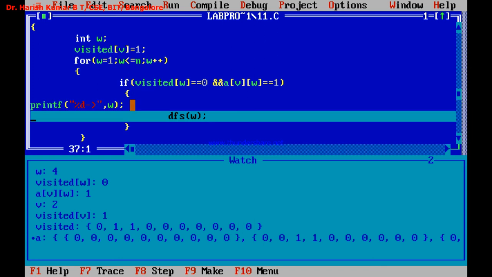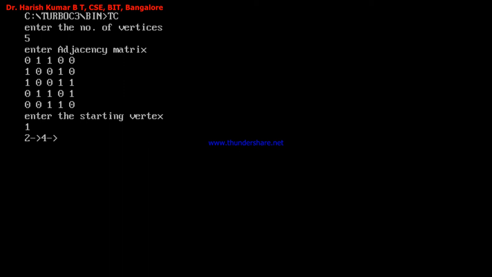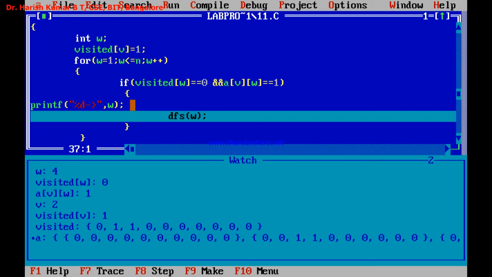So let me press Alt F5. See, 1, 2, 4. First we visited 1, then we visited 2, and now we visited 4. Now again I am making a call to DFS by passing 4, because 1 is visited, 2 is visited, and the most recent node visited is 4. Now from 4 I have to find out which is the next node to visit. So I am calling DFS again by passing 4. Now I press F7 again.